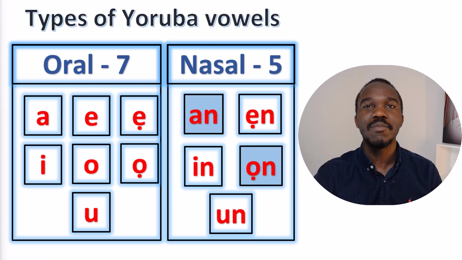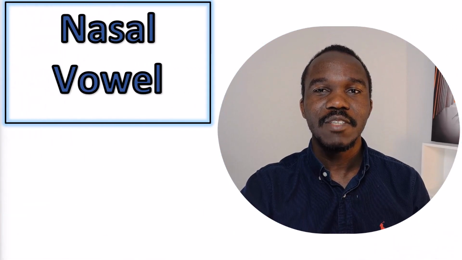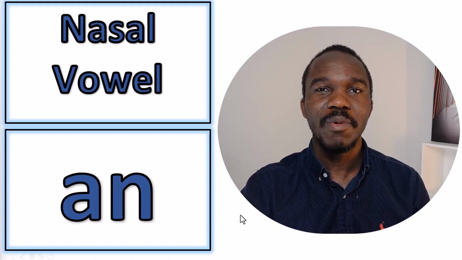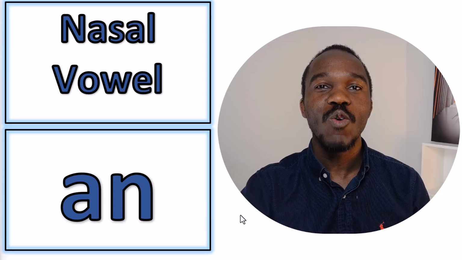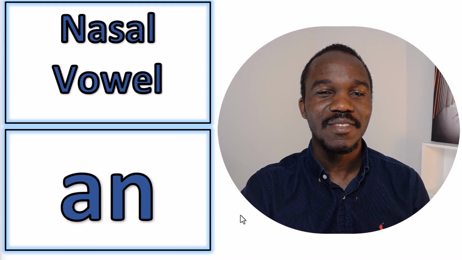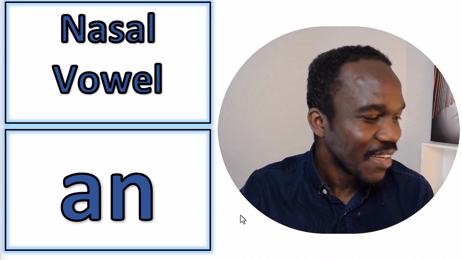All right, let's look at them one after the other now. Let's look at the nasal vowels, because the other ones we've learned before, so it's easy. Let's look at this first one. You remember how I told you? It's with mouth open. Can I hear you say it? Exactly.